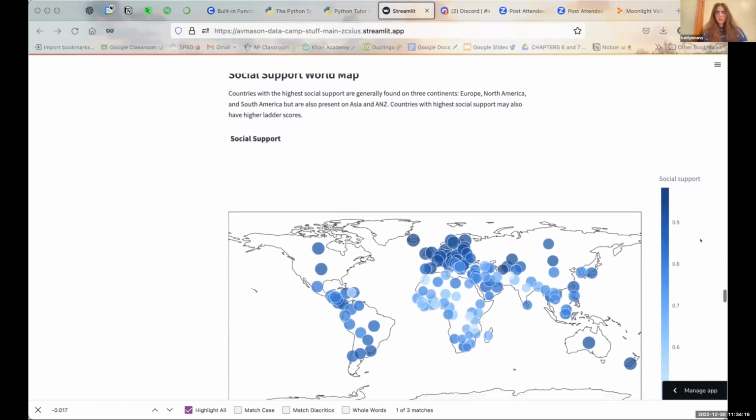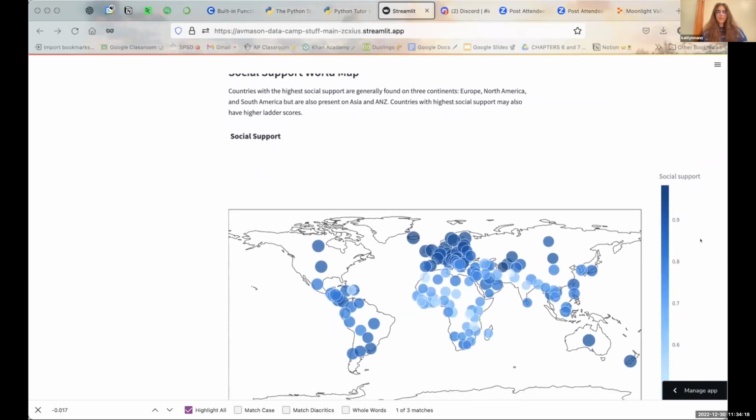The social support world map shows that countries with the highest social support were generally found on 3 continents: Europe, North America, and South America. However, they're also present in Asia and Australia and New Zealand. Countries with the highest social support are also indicated to have higher ladder scores.